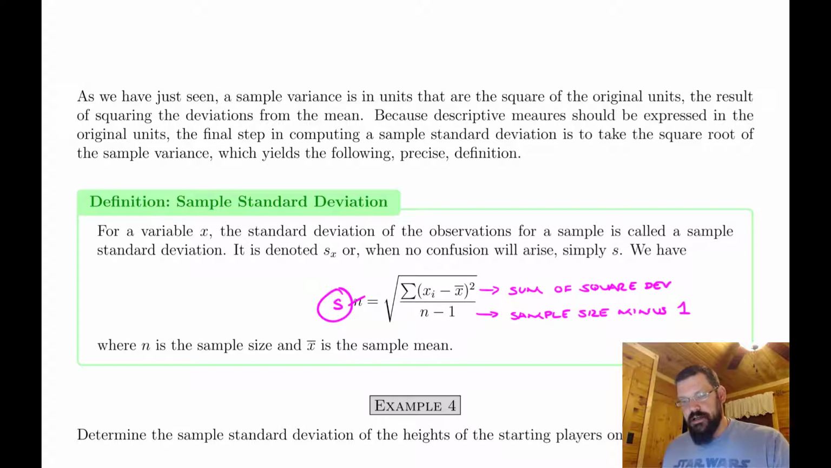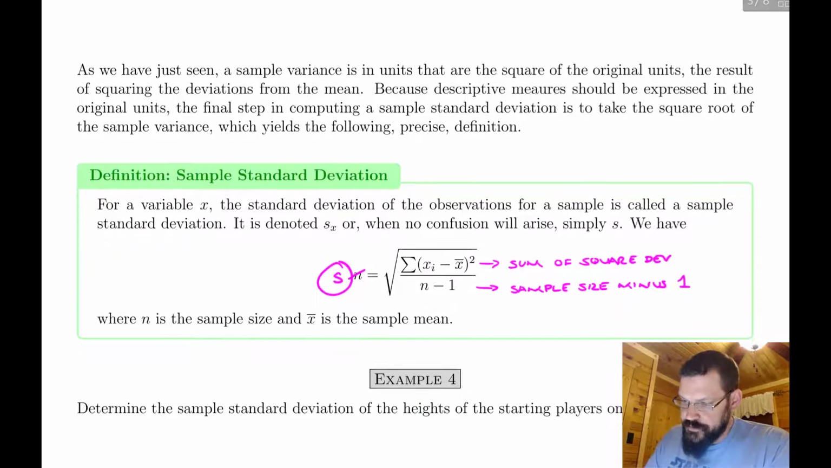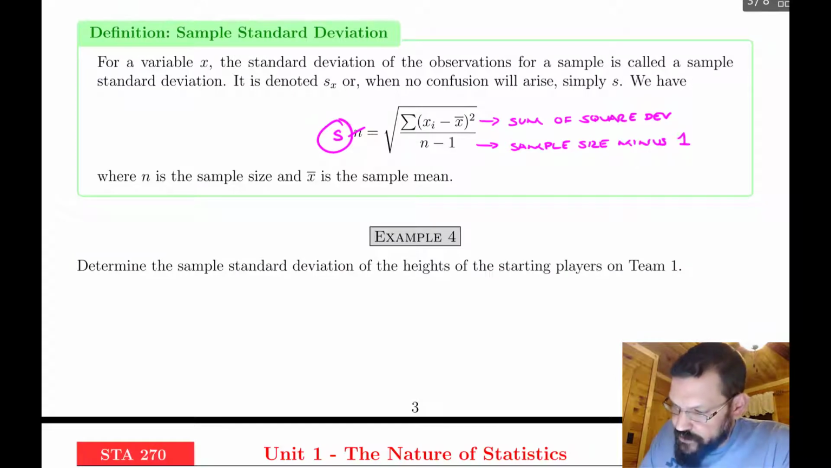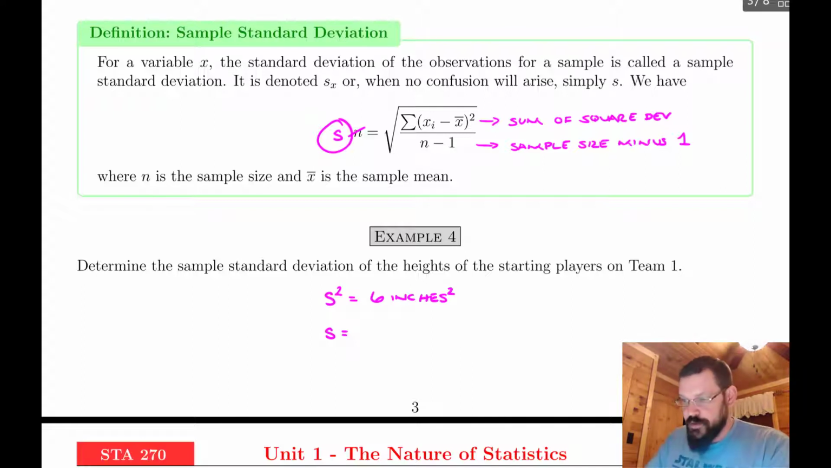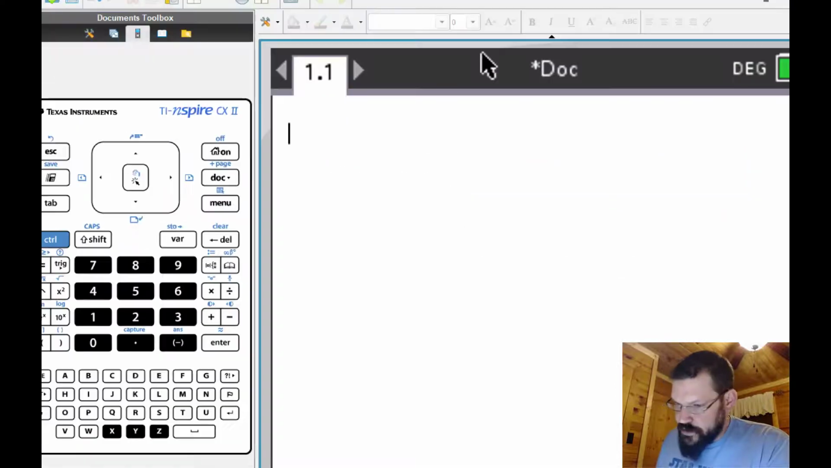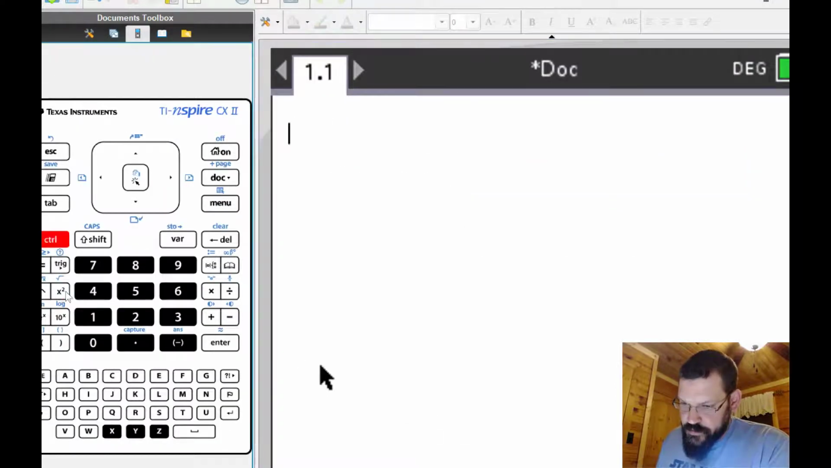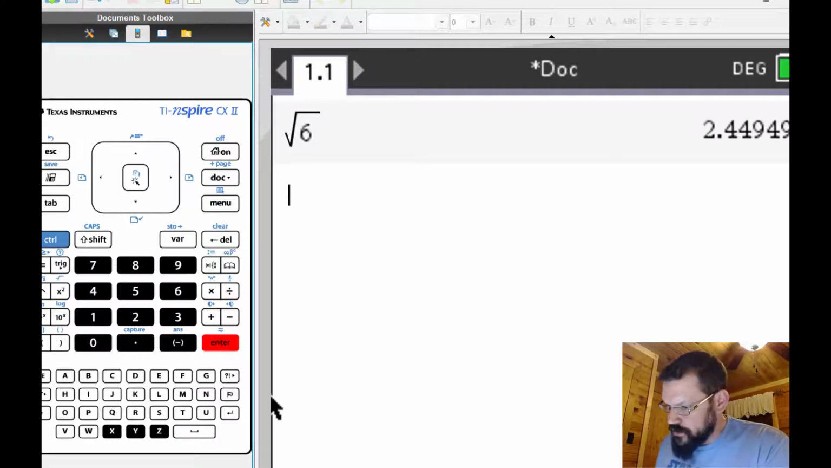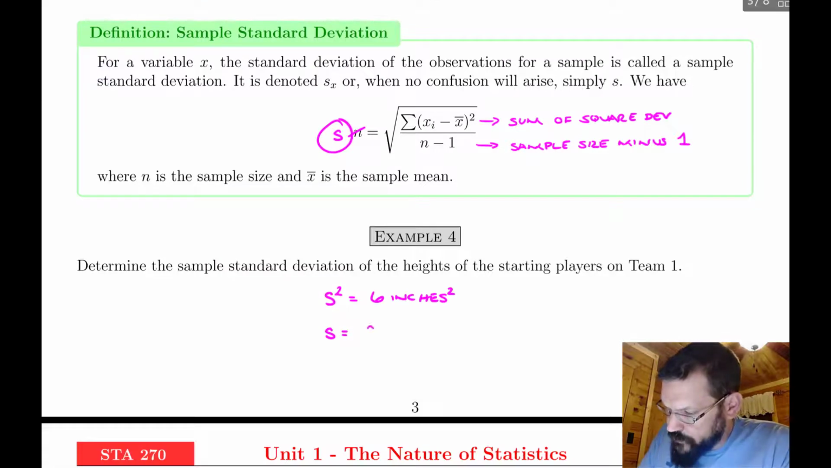Later on, we're going to see sigma, which is the population standard deviation, but right now we're just looking at s, which is the sample standard deviation. So all we have to do then to find s, remember we had s squared was equal to 6, so s is equal to, gotta make sure I put my units on there, the square root of 6. So I have my calculator pulled up. Let's compute the square root of 6. We get 2.45 inches. So we'll go back and put this on here.